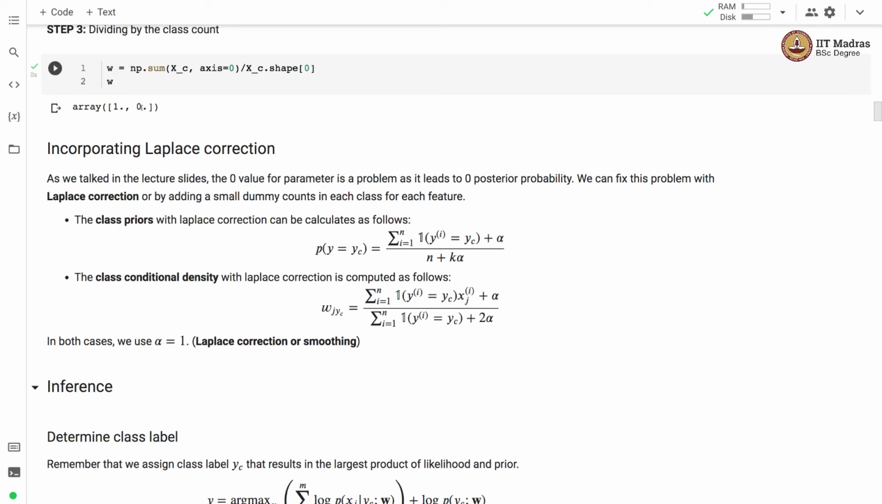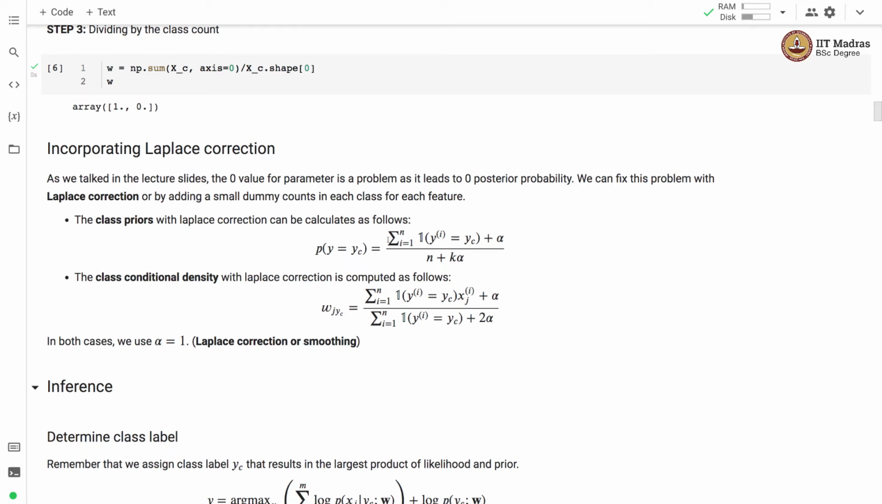Now you can see that there is a 0 in certain Bernoulli distribution parameters, or the probability of generating, let's say, feature 2 for class 1, that probability is 0, and these 0 values could be problematic because they lead to 0 posterior probability. So we fix this problem with Laplace correction, or by adding a small dummy count in each class for each feature. So what we can do is calculate class prior with Laplace correction.